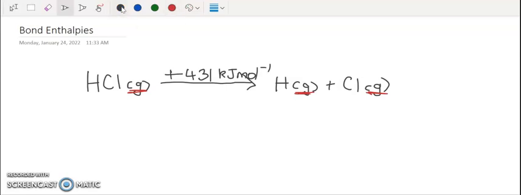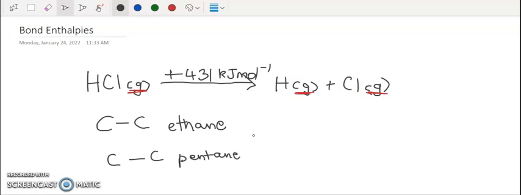Another important thing to note is that we have something called average bond enthalpy. And the meaning is that when we look at the carbon bond in ethane and the carbon bond in pentane, they are different. And in order to get an average value, in order to understand what is the amount of energy needed to break this carbon bond, we use average bond enthalpy.